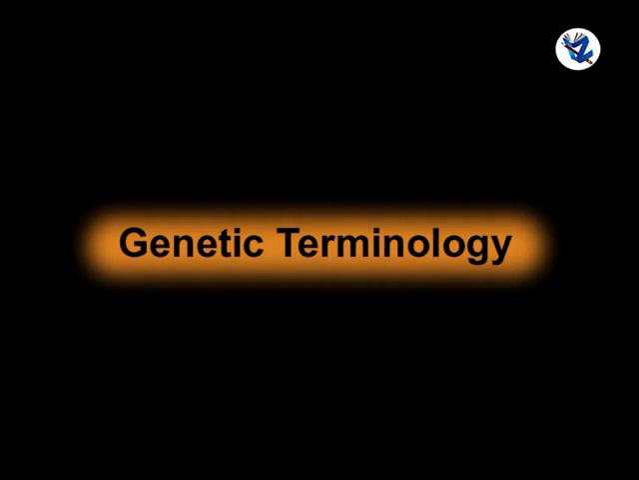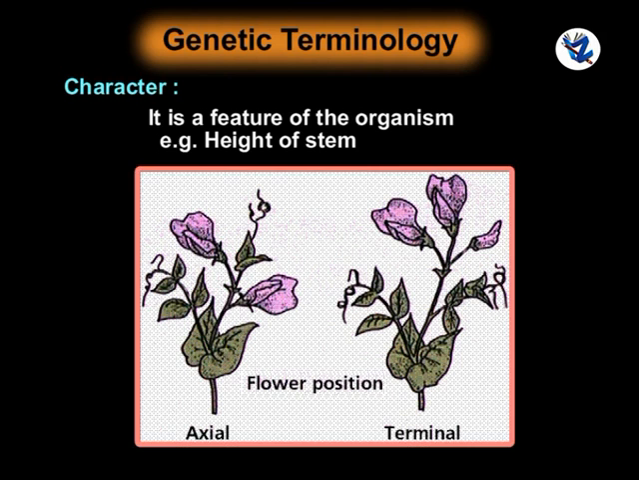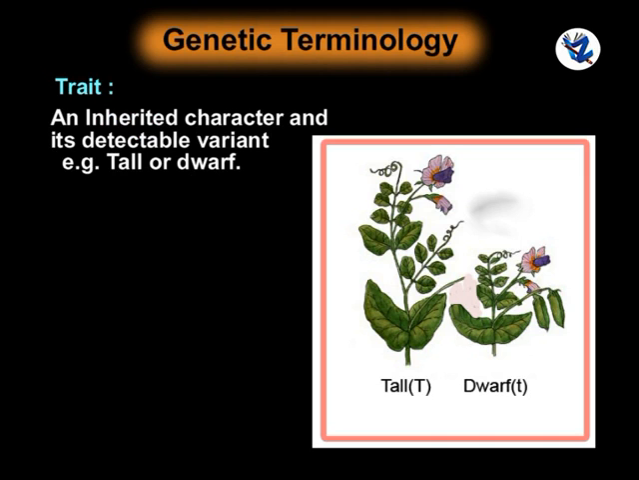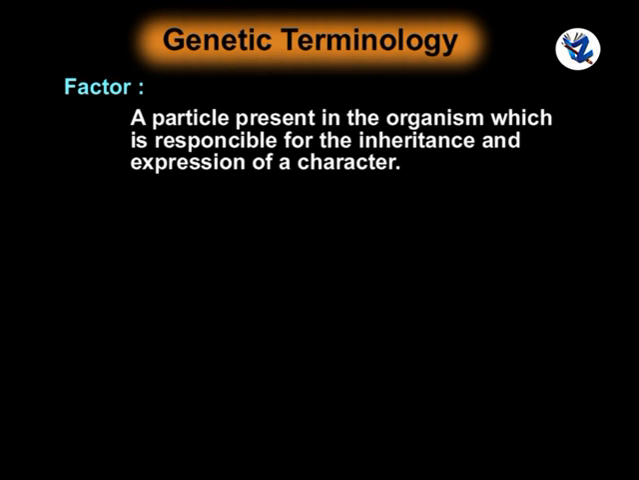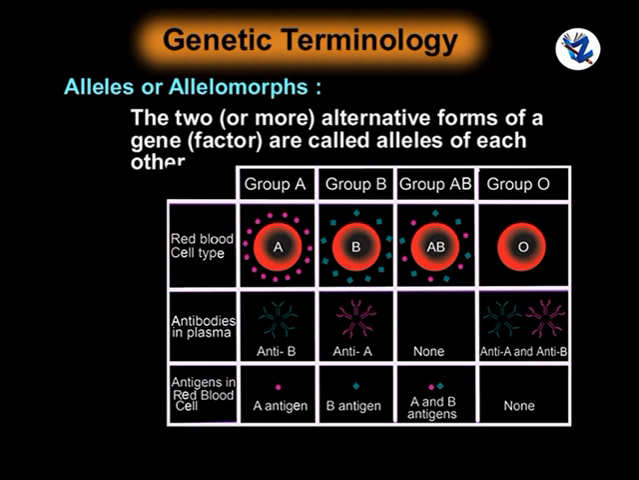Now genetic terminology. Character, it is a feature of organisms. For example, height of stem. Then trait, an inherited character and its detectable variant, that is tall or dwarf. Factor, a particle present in the organism which is responsible for the inheritance and expression of a character. Then gene, it is a particular segment of DNA which is responsible for the inheritance and expression of that character. Then alleles or allelomorphs, the 2 or more alternative forms of a gene are called alleles of each other.